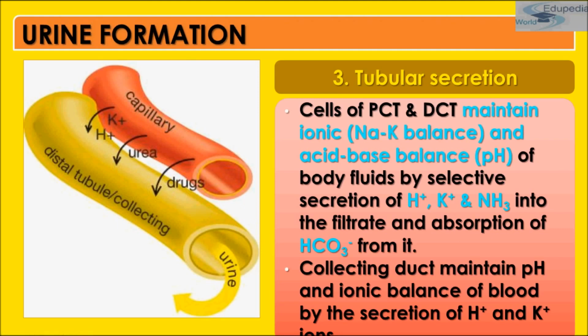Thus, this process is just opposite to selective reabsorption, which is the first step in urine formation. And note one thing, that the secretion of hippuric acid, creatinine, ammonia, and certain drugs takes place in the PCT. But the PCT also helps to maintain the pH and the ionic composition of body fluid by selective secretion of hydrogen ion, ammonia, potassium ion into the filtrate, and by absorption of HCO3 minus ions.